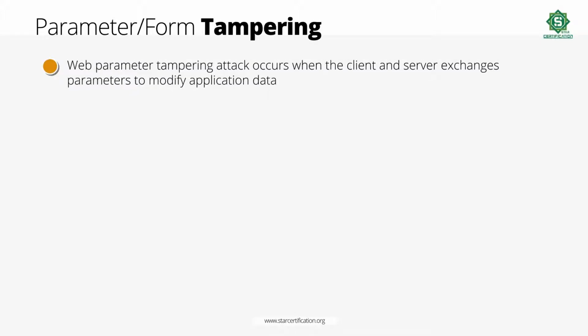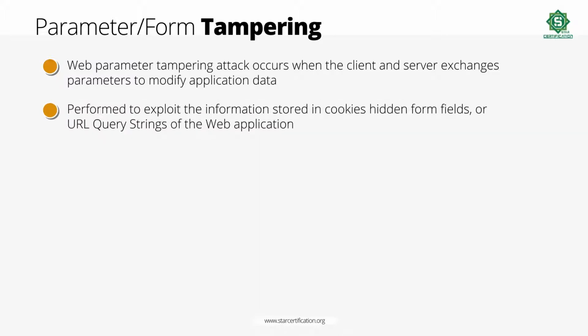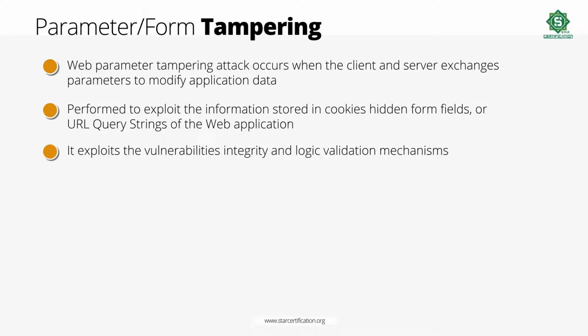A web parameter tampering attack occurs when the client and server exchange parameters to modify application data, such as user credentials and permissions, price and quantity of products, etc. A parameter tampering attack is performed by a malicious user who wants to exploit the information stored in cookies, hidden form fields, or URL query strings of the web application for his or her benefit. This attack exploits the vulnerabilities in integrity and logic validation mechanisms, which results in cross-site scripting, SQL injections, etc.